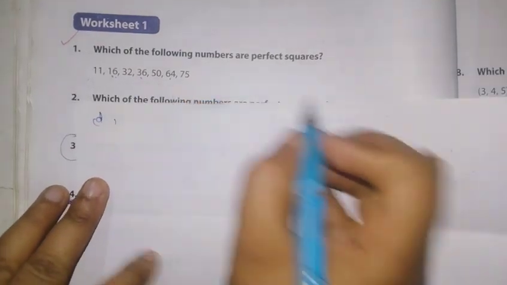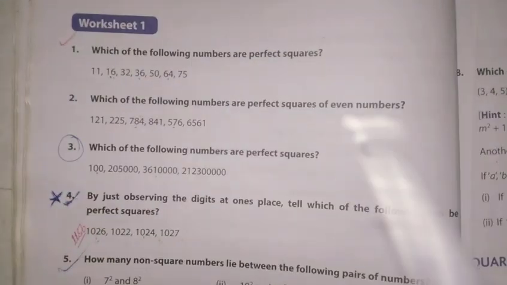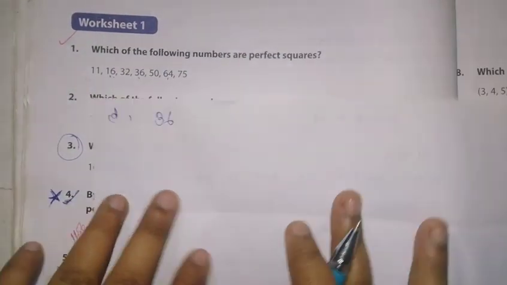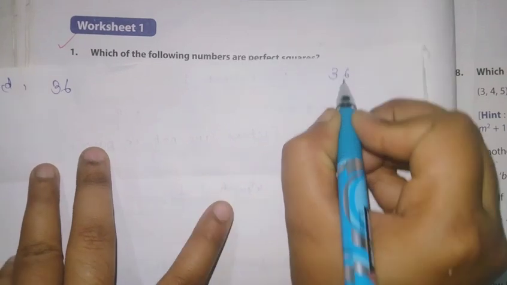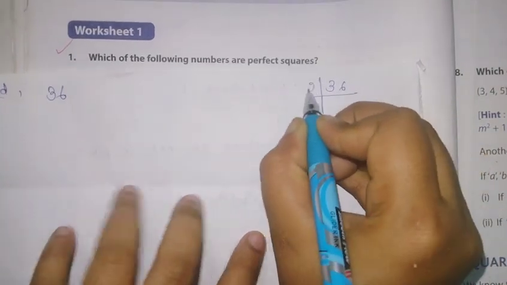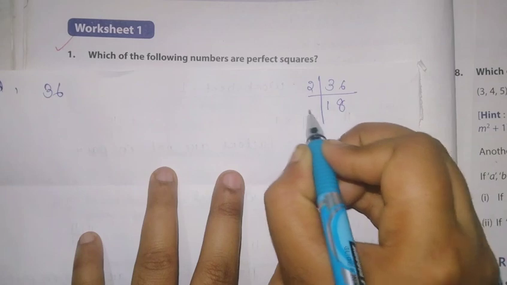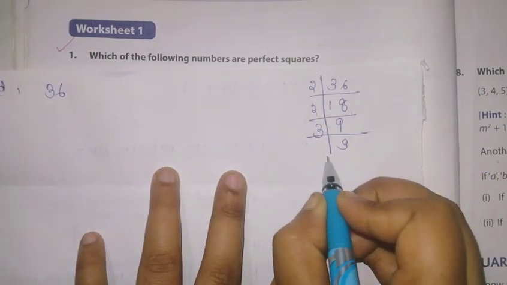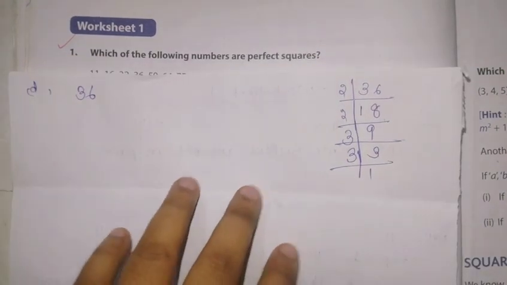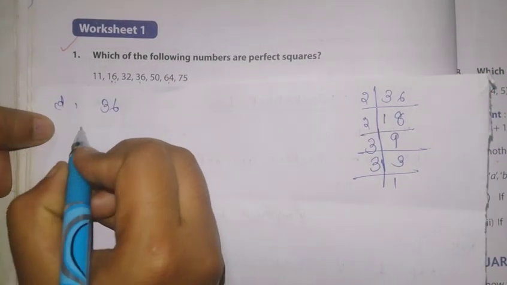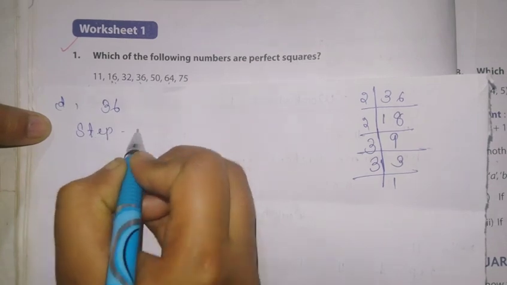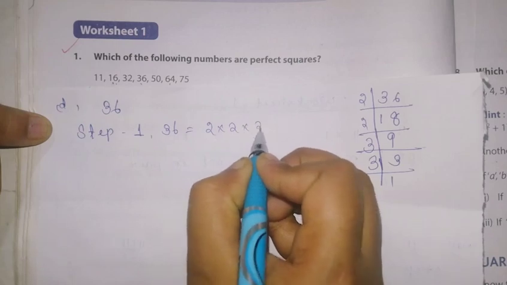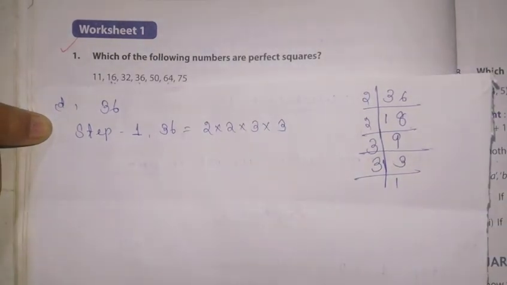D. 36. First we find its prime factorization. 2 1s are 2, 2 8s are 16, then 2 9s are 18, then 3 3s are 9, and 3 1s are 3. Step 1, 36 equal 2 into 2 into 3 into 3. Then we make its pair.